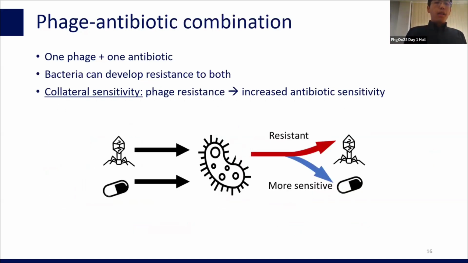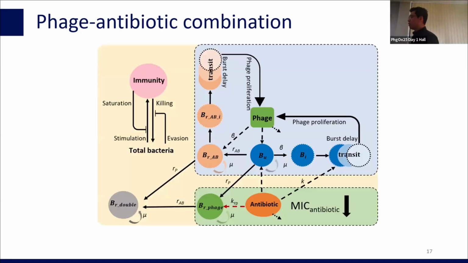All right. And we actually observed a very similar pattern in the context of phage antibiotic combination treatment. So let's quickly look at that as well. So assuming 1 phage and 1 antibiotic combination, and again, bacteria can develop resistance to both. And in this specific case, we're interested in collateral sensitivity. So we assume that the phage resistance can lead to increased antibiotic sensitivity. Okay. Then we build a model. Again, it's basically the same principle, except that when bacteria develop phage resistance, we let the MIC of antibiotic decrease, okay, to reflect this collateral sensitivity.